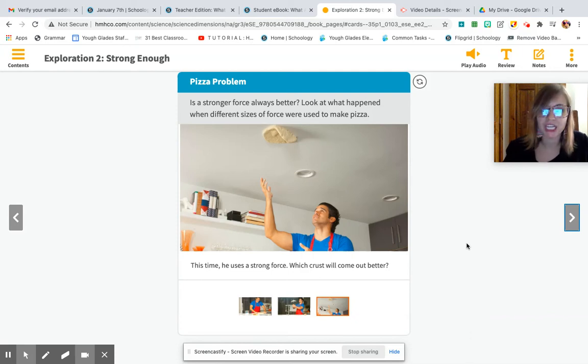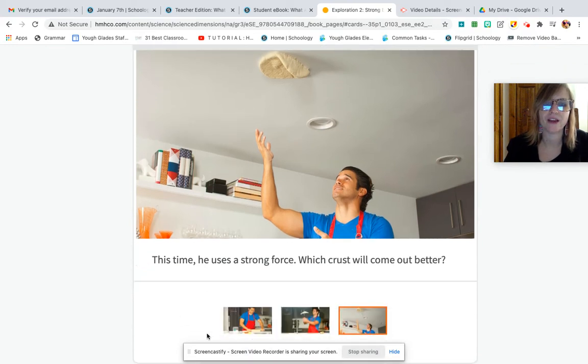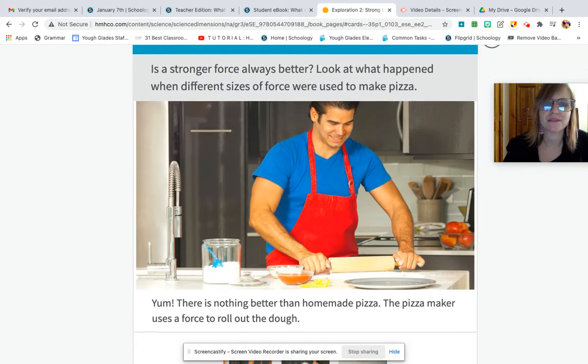Well, let's look. So in this picture, we have a man, he's tossing up pizza. Now, we'll start here. He's making pizza. Now, dough is super flexible and super sticky and stretchy. You need enough flour to make it not so sticky so you can manipulate it and move it. But you need to apply a lot of force to pizza dough to get it just the right size that you want it in order for it to fit on the pan and fit all your toppings on it. So yum, right? I'm hungry now. There's nothing better than homemade pizza.